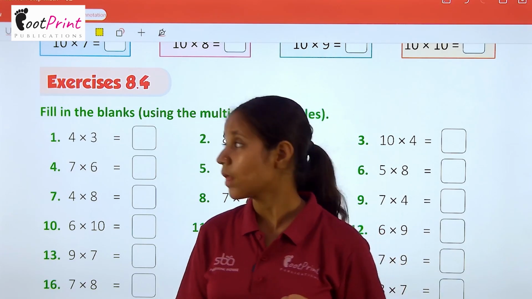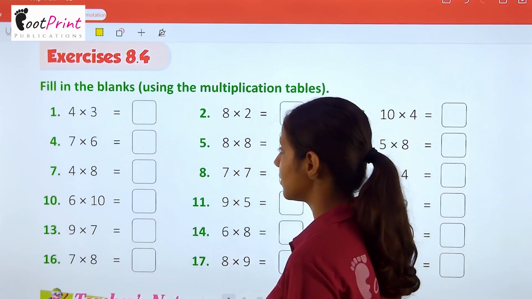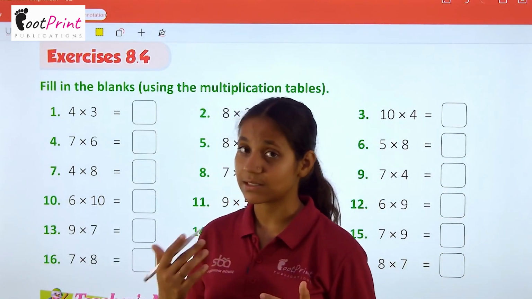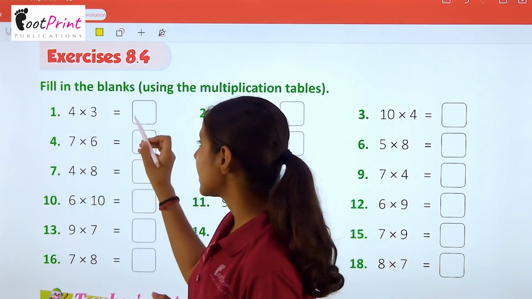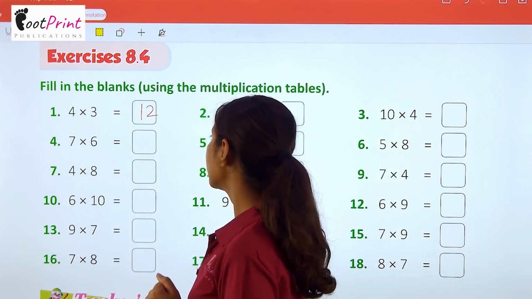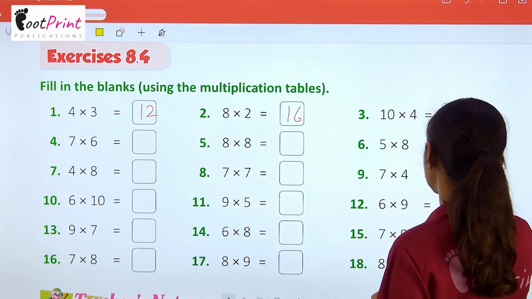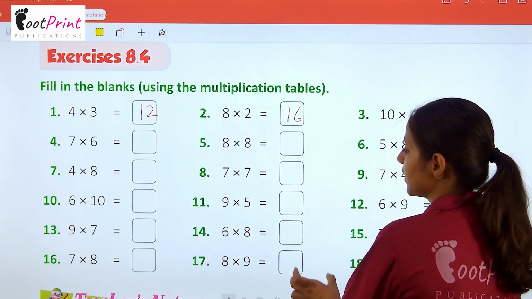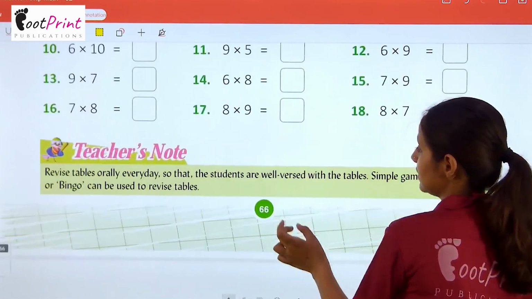Okay. Now exercise 8.4, filling the blanks using the multiplication table. 4 multiply 3. So simply read the table. 4 1s are 4, 4 2s are 8 and 4 3s are 12. Okay, so simply write here 12. Okay, similarly 8 2s are 16. 10 4s are 40. Okay, the rest of the part of this multiplication exercise you have to do yourself.